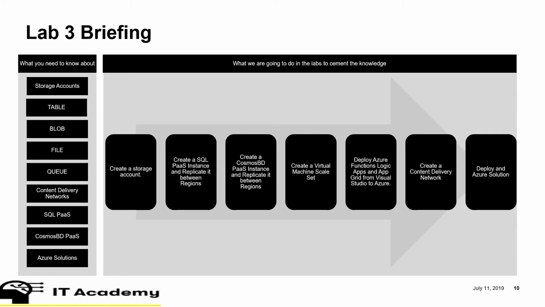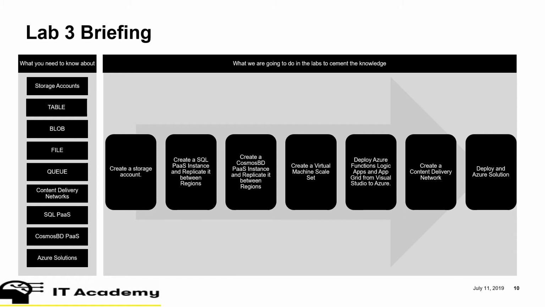You need to be aware of SQL Server Platform as a Service, or Azure SQL as it's sometimes called, Cosmos DB as a Platform as a Service offering, and finally, Azure Solutions, which are basically pre-written templates that have an entire solution in them that you can just take and deploy. And we're going to use the Azure Solutions section to get you a bit of extra experience on Internet of Things and artificial intelligence scenarios. So, what are we actually going to do in this third lab?